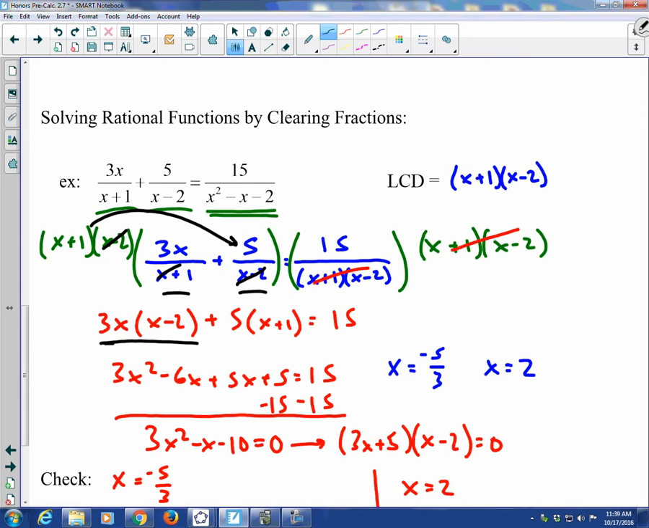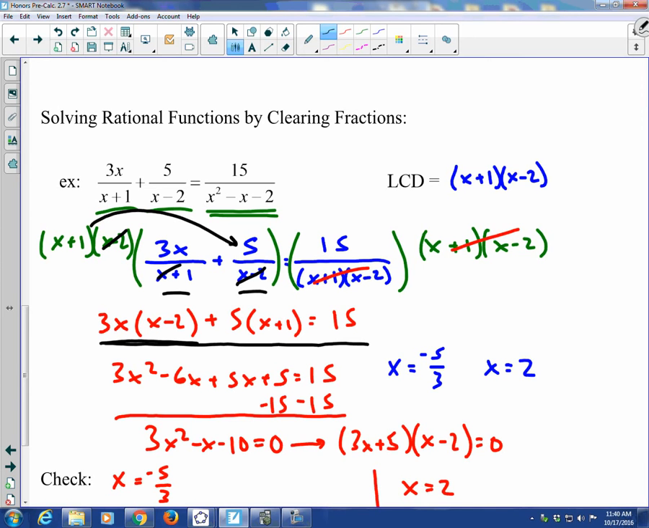So right here, we're at this point in our equation, and we've canceled out the polynomials in our denominator. We've changed the form. So basically what we can do is simplify. When we simplify, we can multiply our 3x through our x minus 2 and our 5 into our x plus 1. We're going to get 3x squared minus 6x plus 5x plus 5 equals 15.